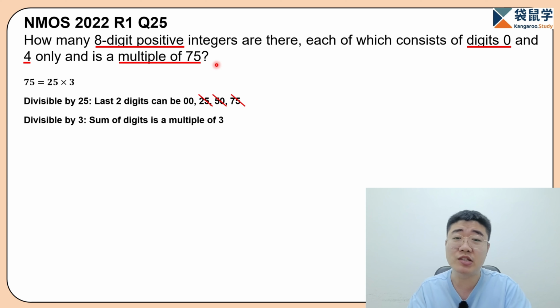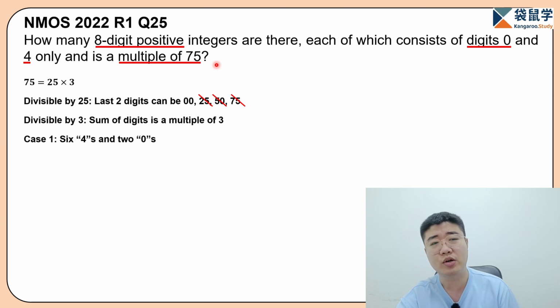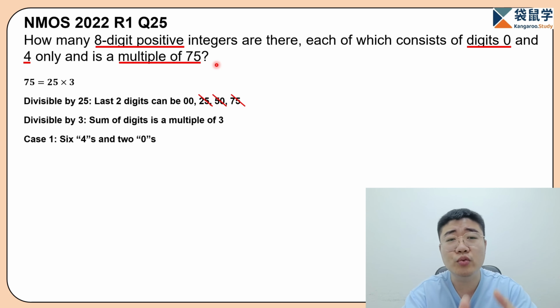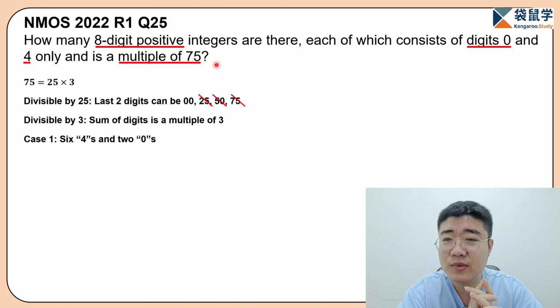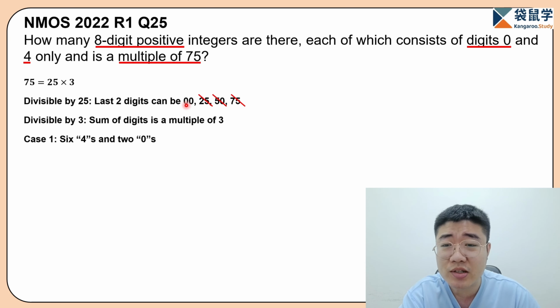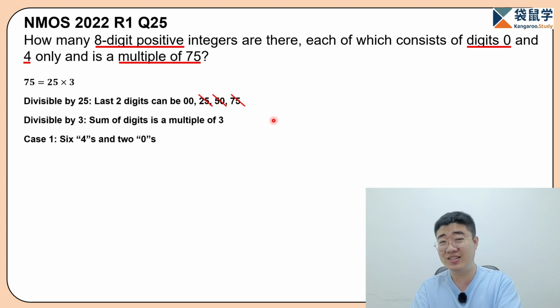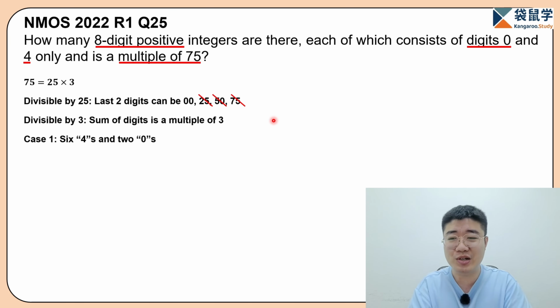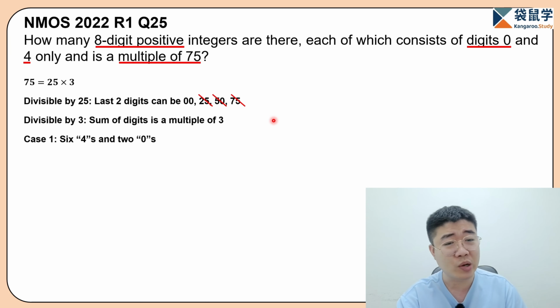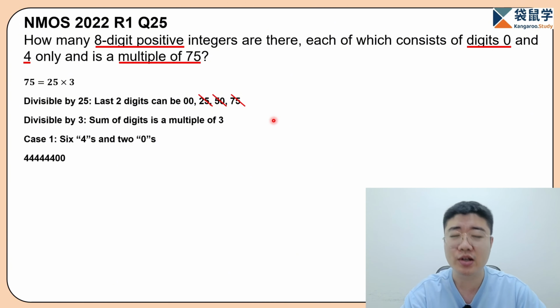Then this means that we must discuss two cases here. The first case is that you have six 4s and two zeros. Now, how do we arrange the 8 digits? Just now we already arrived at the conclusion that the last two digits can only be 0, 0. This means that the last two digits are zeros. The other 6 digits will be digit 4. So this number is already fixed. There is only one arrangement here: six 4s followed by two zeros.